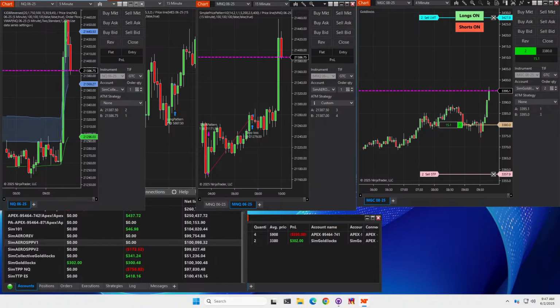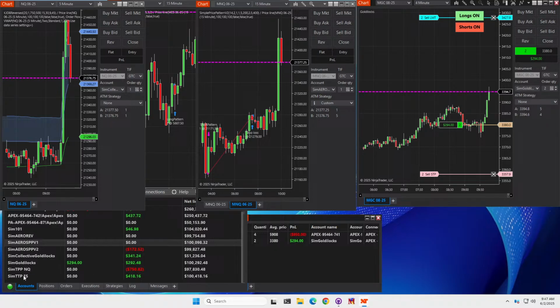So I've got a couple things going on here. The chart on the right is the Goldilocks. It's doing pretty well today, up 300. And then we're testing a couple other strategies. It's a price pattern one and a reversal one. I haven't taken any trades yet. They're slower.